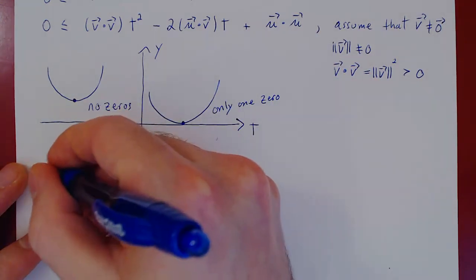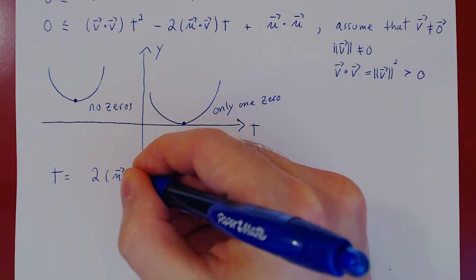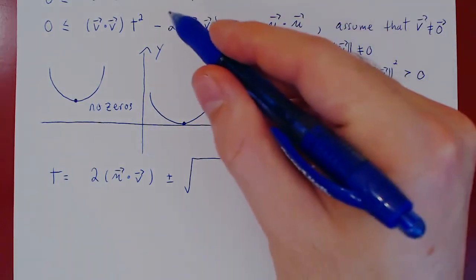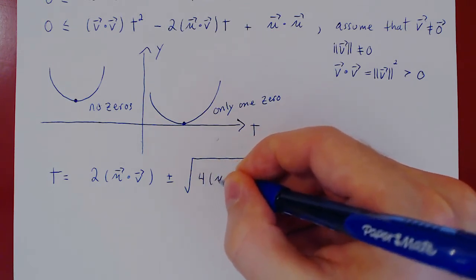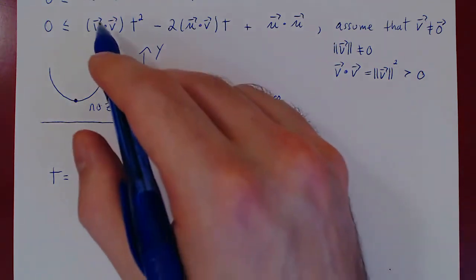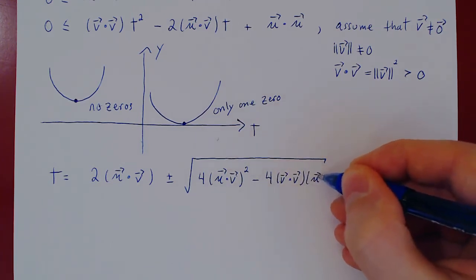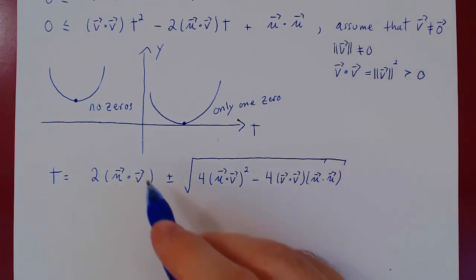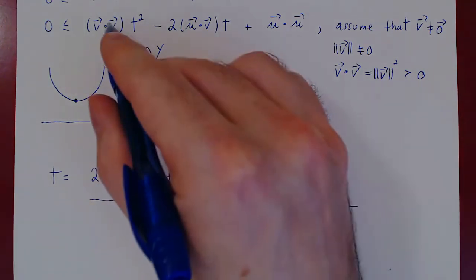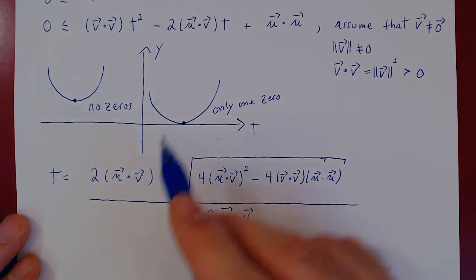This equation is zero if and only if t is equal to negative b, so 2 u dot v, plus or minus the square root of this squared, which will give you 4 u dot v squared, so b squared, minus 4ac, so minus 4 times v dot v times u dot u, so minus 4 v dotted with v, u dotted with u. So negative b plus or minus the root of b squared minus 4ac over 2a. A is v dot v, so over 2 times v dotted with v. So these would be the two possible zeros of this quadratic.